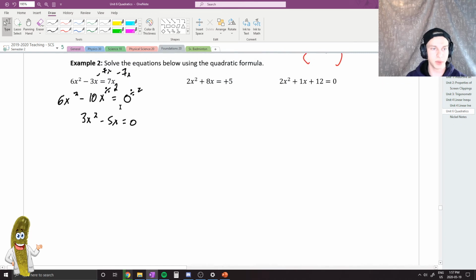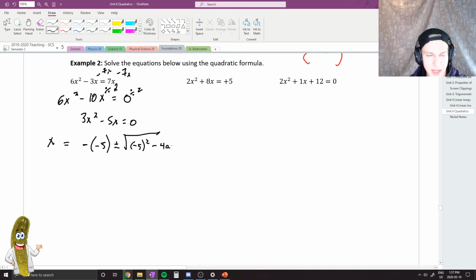Then what I can do is plug this into the quadratic formula. So -b plus or minus square root of b squared minus 4ac all over 2a. Negative, and then I have a -5 for my b, plus or minus the square root of -5 squared minus 4 times a times c. Well, a in this case is 6, 4 times 6. C is 0, so that makes that calculation a little bit easier. All over 2 times 6.